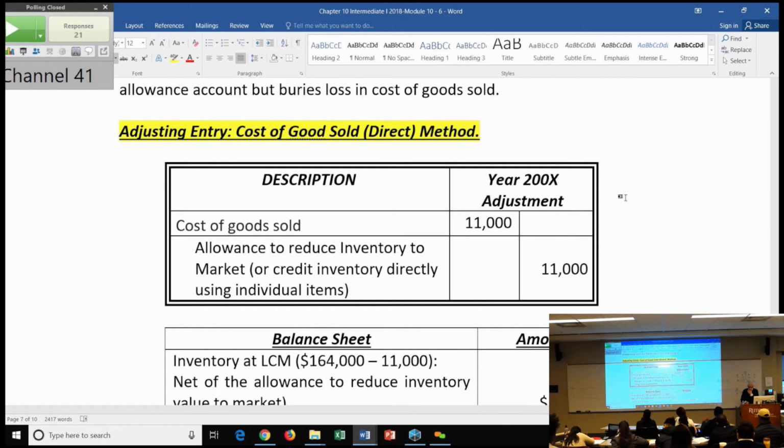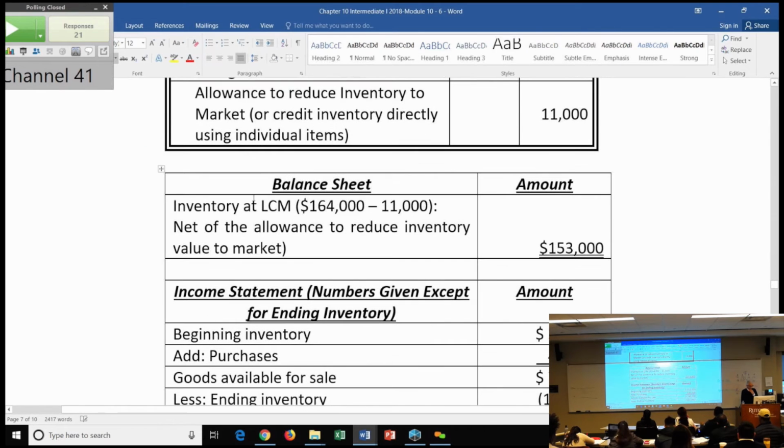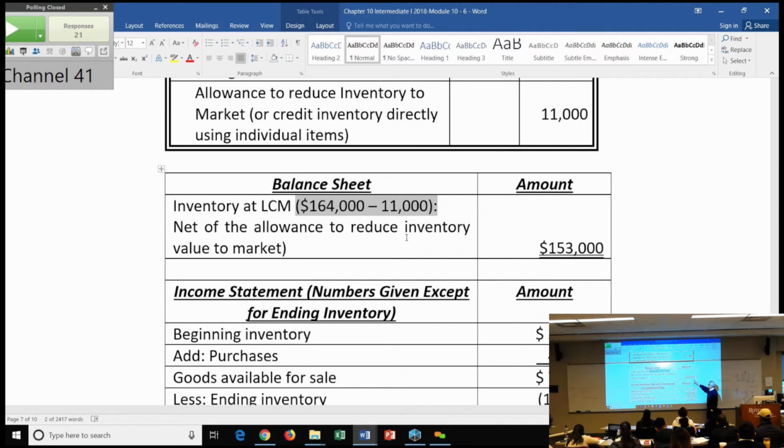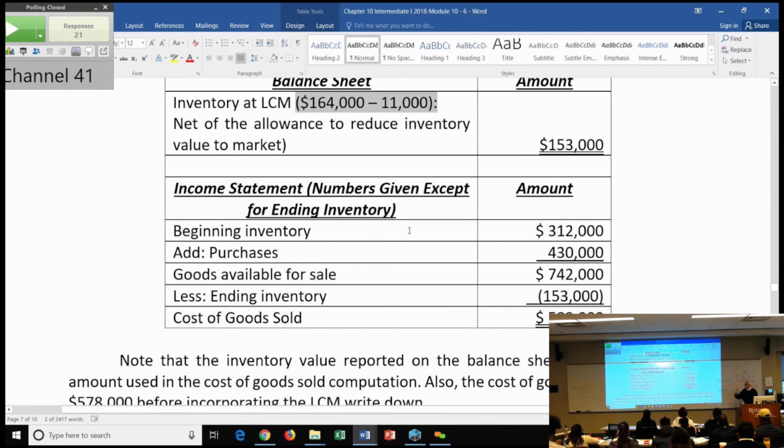Now, on the balance sheet, inventory is reduced by the allowance account. So I'm just giving you these numbers. Let's assume that the inventory was 164 and the allowance is 11. It goes down to 153. When you calculate cost of goods sold, I'm giving you all the numbers. Notice the inventory value in the cost of goods sold is consistent with the inventory on the balance sheet. Beginning inventory plus purchases, goods available less ending, which is the cost of goods sold.